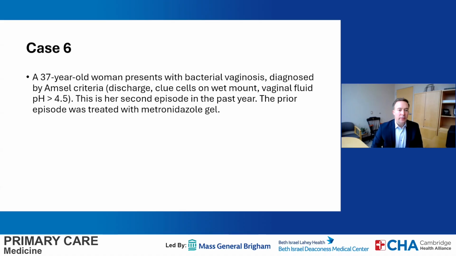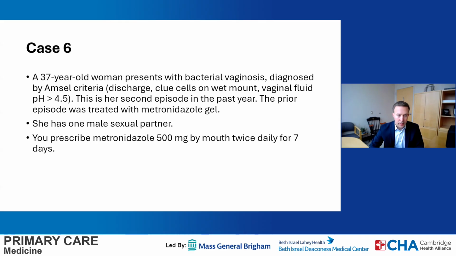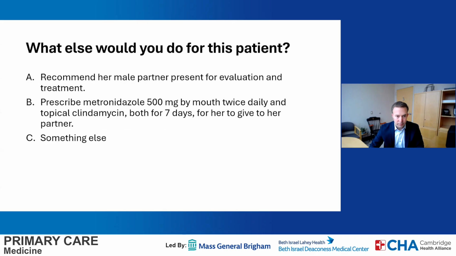Our next patient is a 37-year-old woman who presents with bacterial vaginosis. This is diagnosed based on the Amsel criteria. And as a refresher, those include discharge, clue cells on a wet mount, vaginal fluid pH greater than 4.5, and a fishy odor that was not present in this case. This is her second episode in the past year. The prior episode was treated with metronidazole gel. She has one male sexual partner, and you prescribe oral metronidazole for 7 days for her.